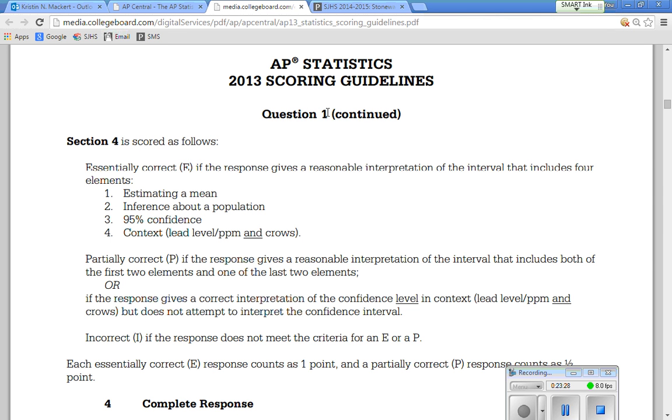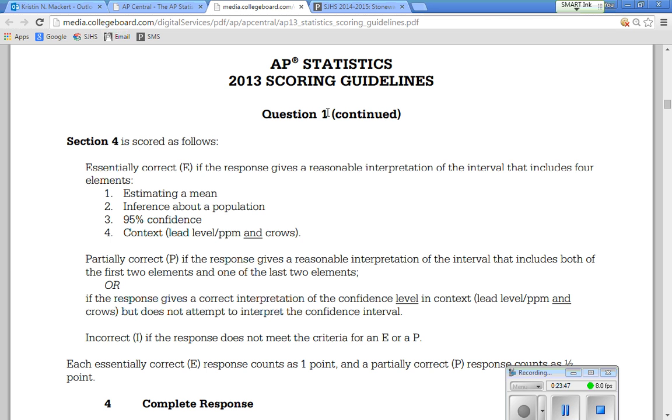On your paper, you should have 4 different letters: E, P, or I. You can have E, E, E, E, E, E, E, P, I, whatever. 4 of them. Find all 4. Okay? 4 letters. E, E, P, I, whatever it is. Okay? Make a decision.